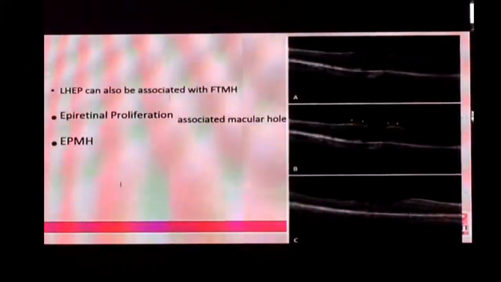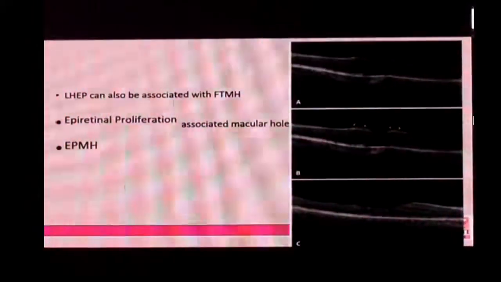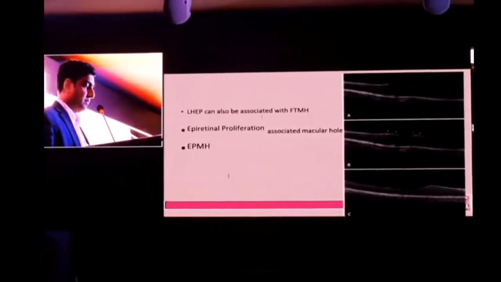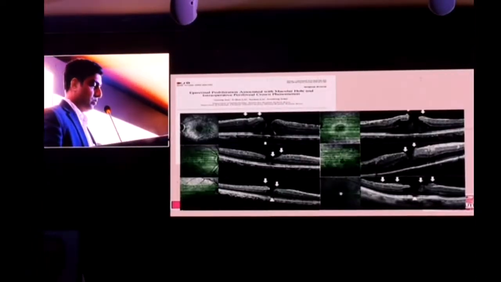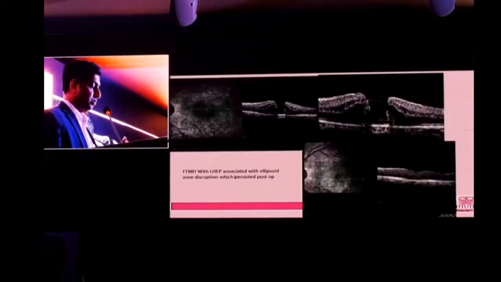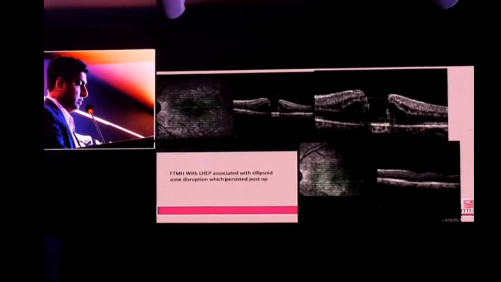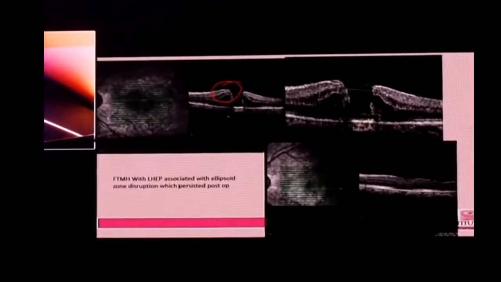In another study done by Sun et al., they have claimed it not as LHEP with FTMH, but EPMH, that is epiretinal proliferation associated with macular hole. I'm just going to show some of our cases which I could get. So this is a small LHEP. You can see here in this case a large macular hole of 677 micron.